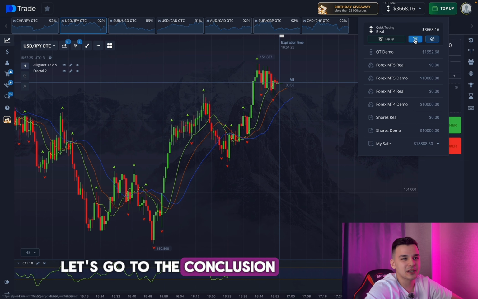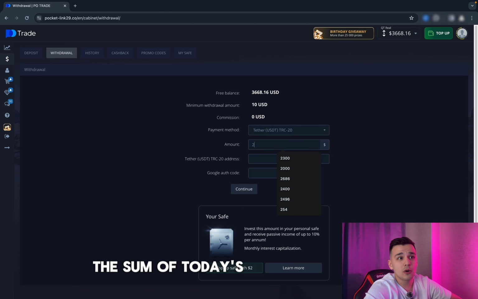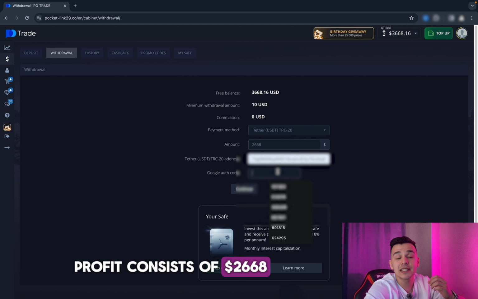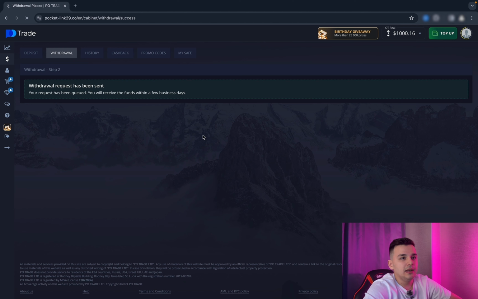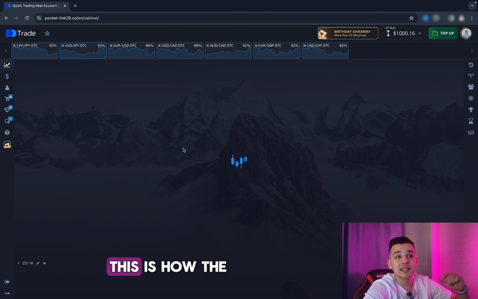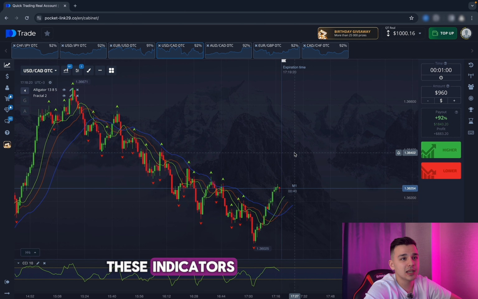Let's go to the conclusion. The sum of today's profit consists of $2,668. The withdrawal operation is successfully executed. This is how the trading for today turned out to be with the application of these indicators.